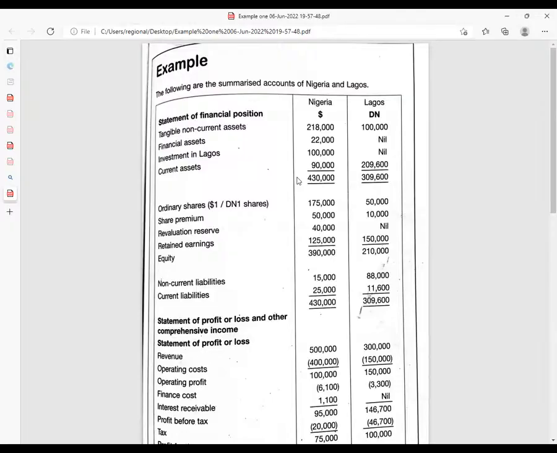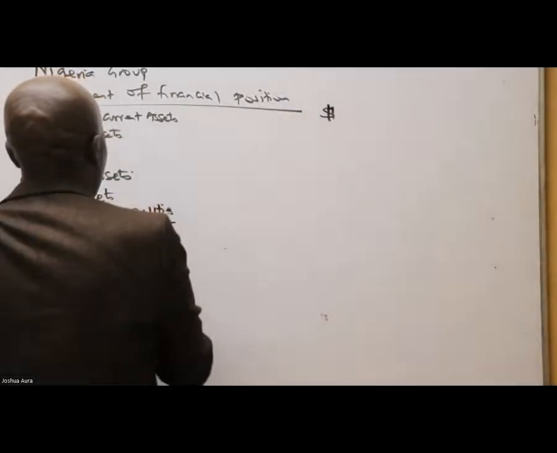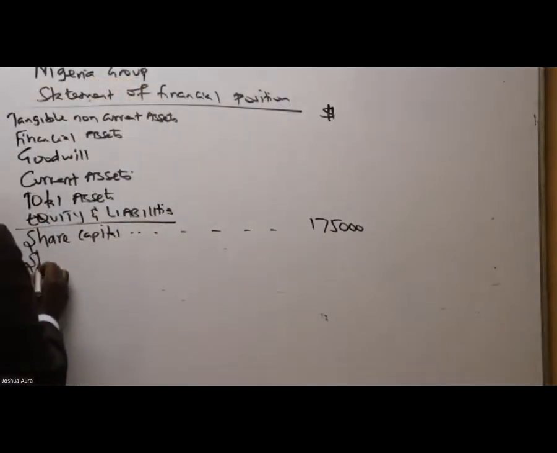What do you know about share capital, my good students? We only pick one. This is a free mark that I'm talking about. Can somebody guide us? So thank you very much. For share capital, always you pick the one of the parent. You ignore the one of the subsidiary. So for share capital, I'll simply come and pick 175,000. The same case here with share premium, free marks really.